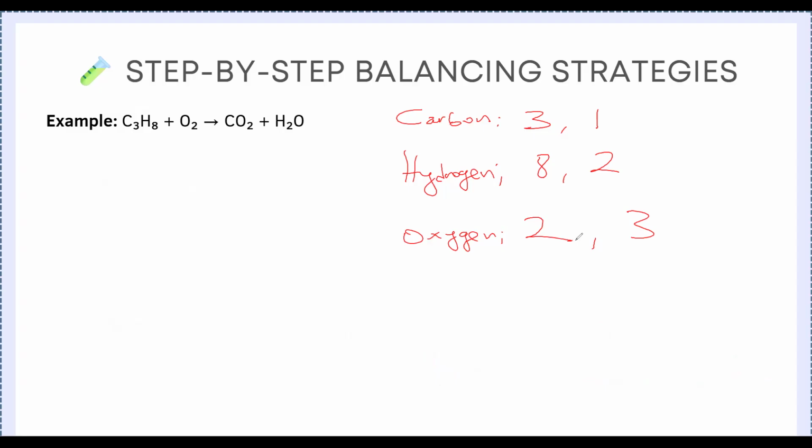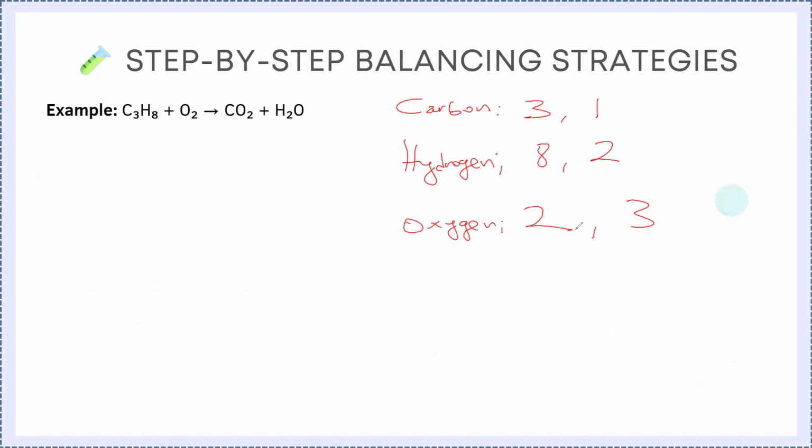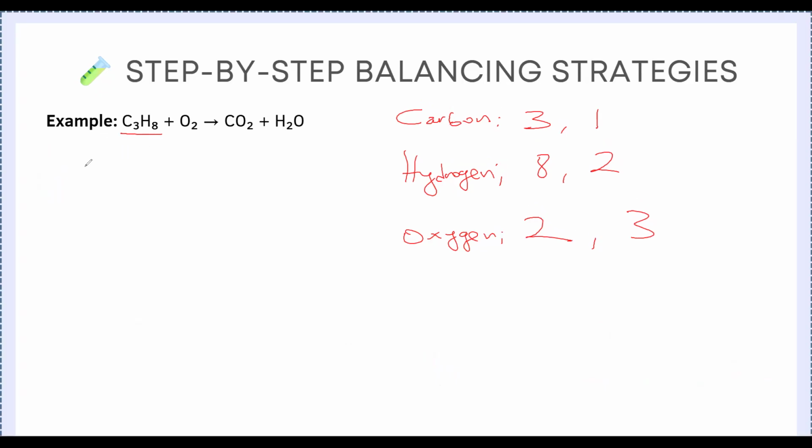So now that we have counted the elements that are present, what is the next thing to do? Balance one element at a time. Trying to fix everything at once will confuse you. And then we'll start with the complex molecules first. So the most complex molecule we have in this chemical equation is this guy over here, C3H8.